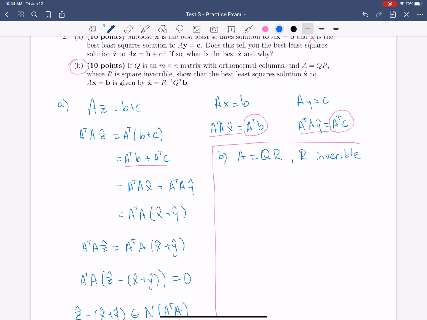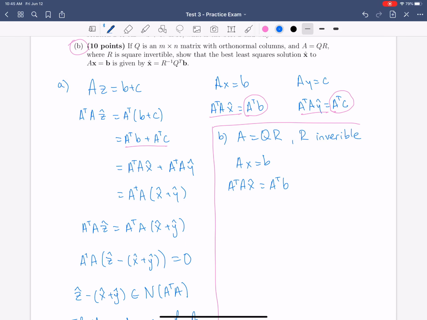Now, we want to express the least square solution. So you see, you have AX equals B. Then A transpose A X hat equals A transpose B, and that's how we get X hat. So now we have an equation that has X hat in it. Here, you can already pass to QR, and you're going to be expressing X hat. So QR here, instead of A, then QR X hat equals QR transpose B.